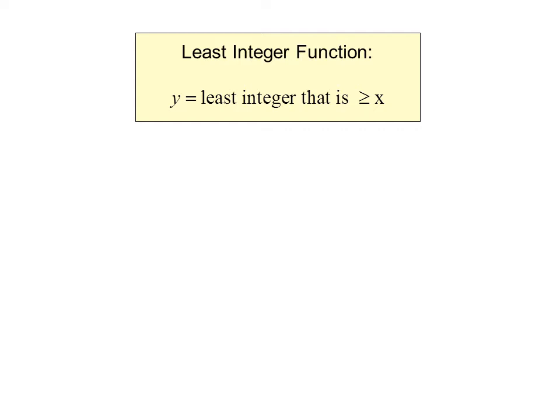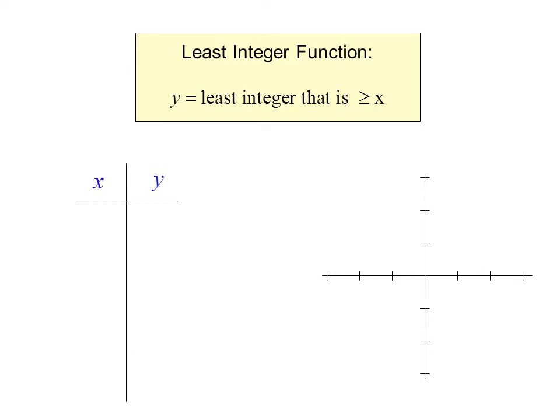The least integer function is y equals the least integer that is greater than or equal to x. Once again, we make a table. If we start with 0, the least integer that's greater than or equal to 0 is 0. And if we move to the right and let x equal 0.5, the least integer that's greater than or equal to 0.5 can't be 0 because 0 is not greater than 0.5. It has to be 1. If x is 0.75, the least integer is still 1.